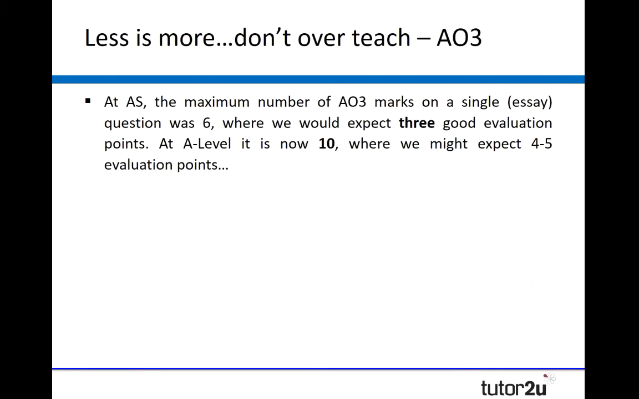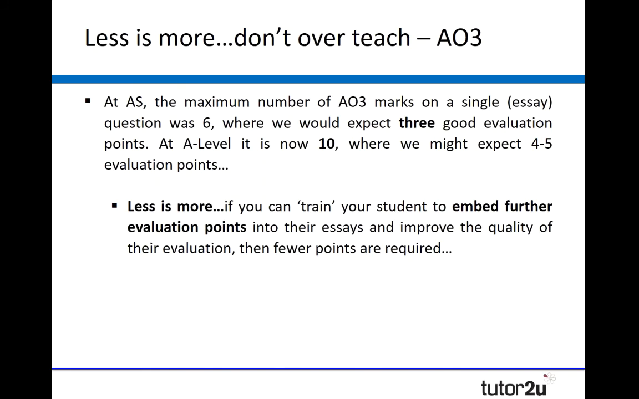Now, in terms of AO3, and we're going to come back to this point a lot in this webinar, again, sticking with this idea of less is more, at AS, so the exams your students have just sat, the maximum number of AO3 marks on a single question was around 6, where you'd expect 3 effective evaluation points could get them those 6 marks. At A-level, this has now gone up to 10, and we might argue that you'd expect somewhere between 4 or 5 evaluation points. This is the rumour that's going around AQA, that we're aiming for about 4 to 5 this year.